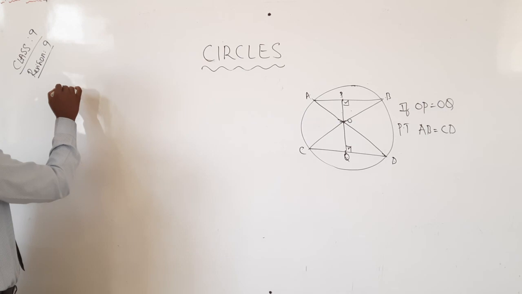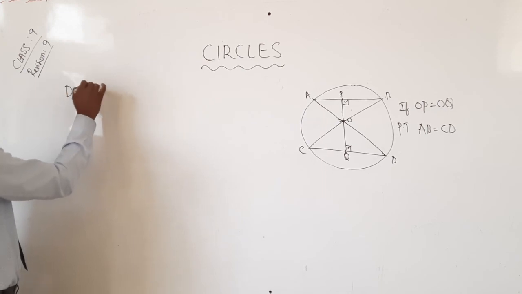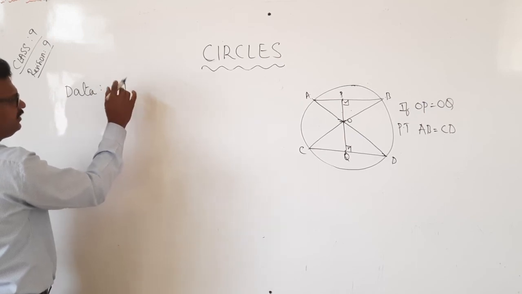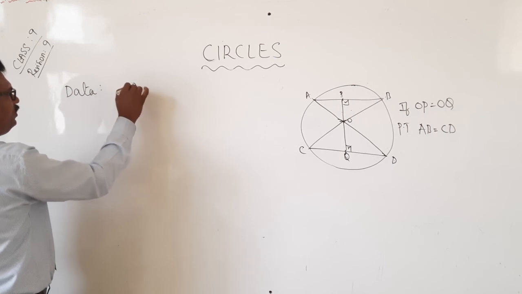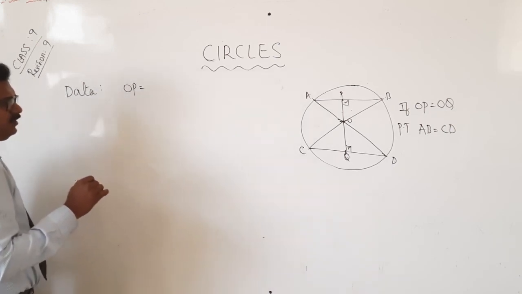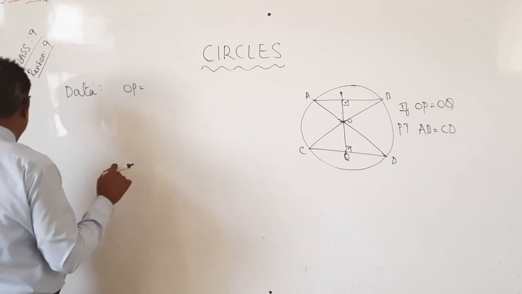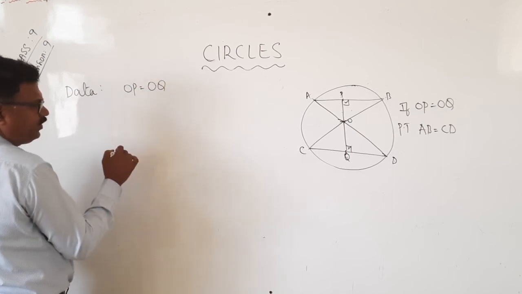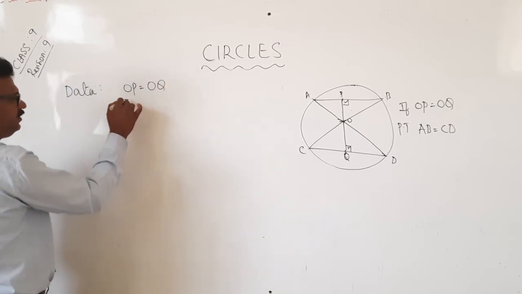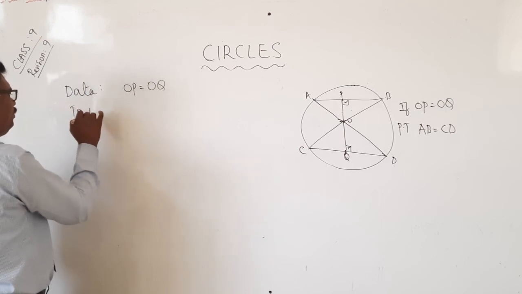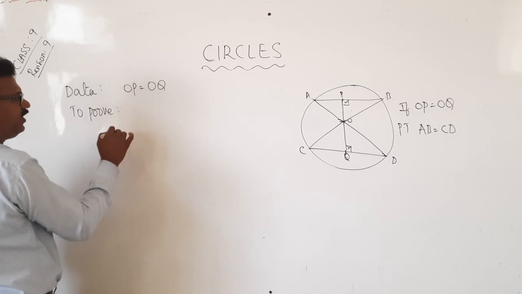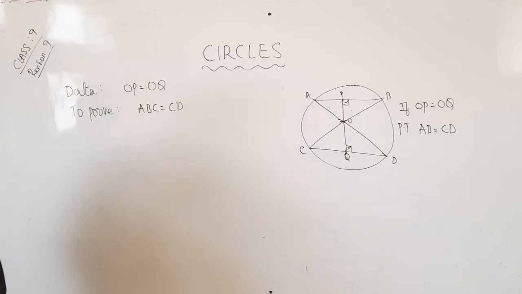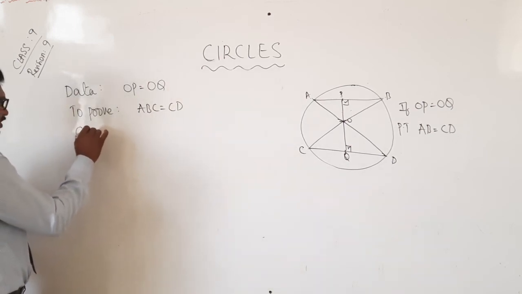Now, to prove the first one, data. What is the data? Data is given that the distance between two chords from the center of the circle is equal. That is OP equal to OQ. And to prove, what we have to prove? We have to prove that AB equal to CD. Then construction.